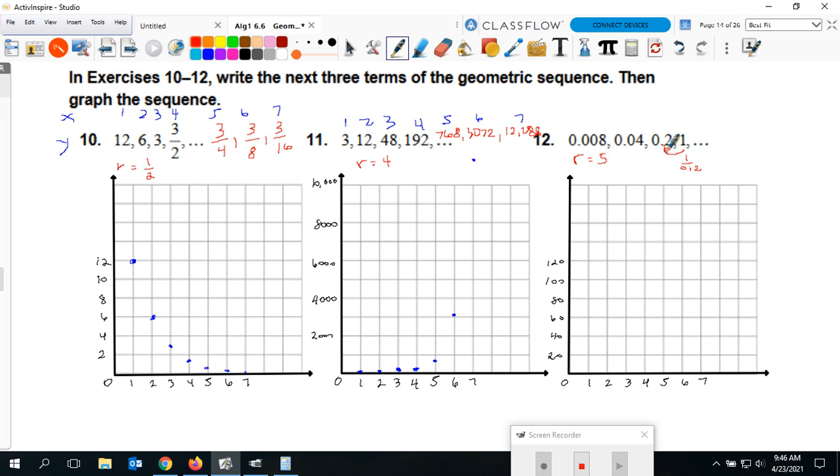5 times 0.2 is going to give us 1. So now to find the next number in the sequence, it's just 1 times 5, which is going to be 5. That's our next number in the sequence. And then 5 times 5 is 25. And then 25 times 5 again is 125. So there's our next three numbers in the sequence.